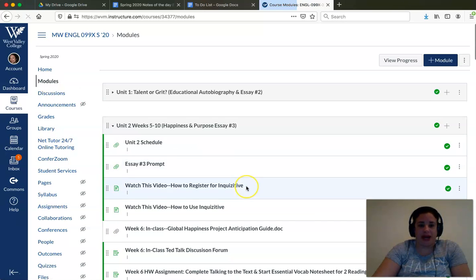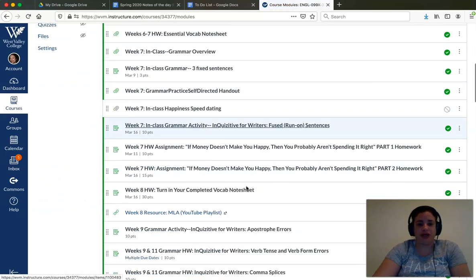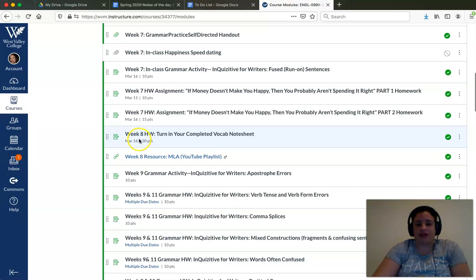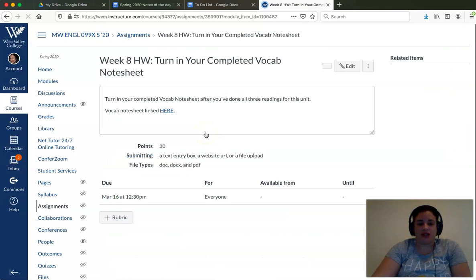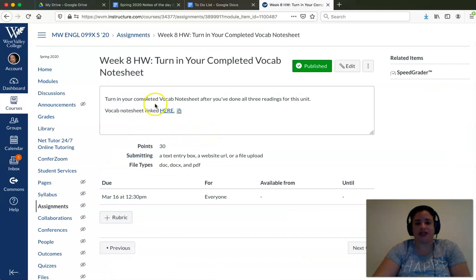If we go back to Module 2, the other thing is week 8. Turn in your completed vocab note sheet, and that's also due on March 16th. It says turn in your completed note sheet after you've done all 3 readings. Again, this is a Dropbox, so you can either put it in the Dropbox here or just email it to me.